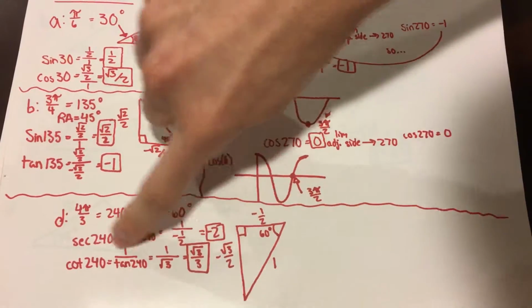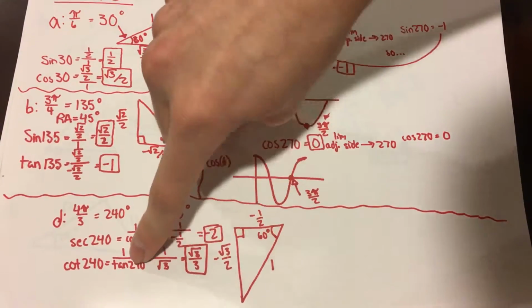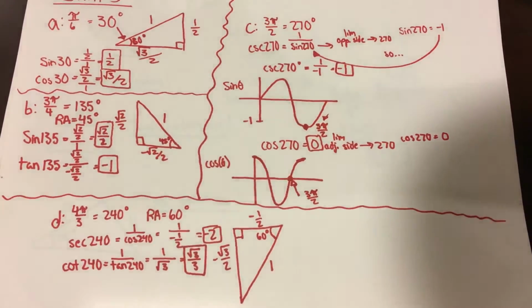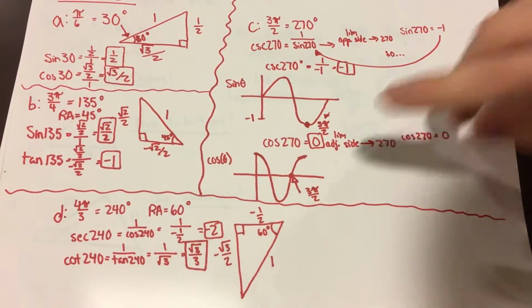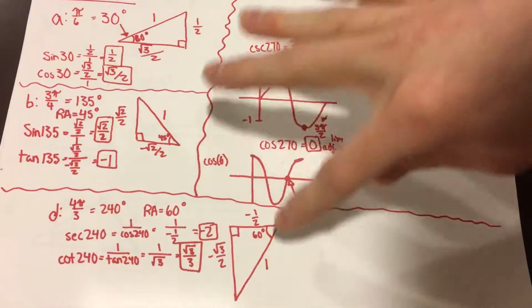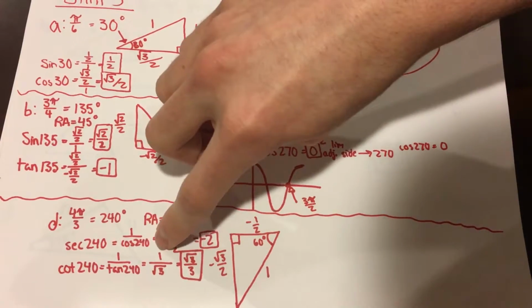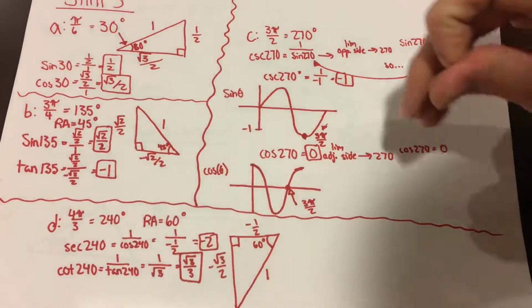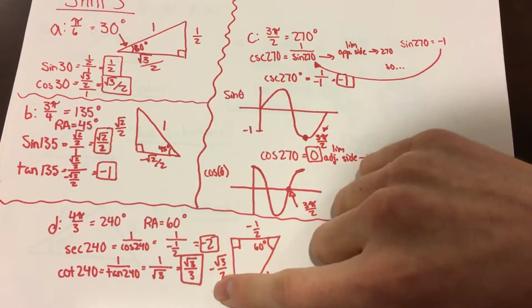Cotangent, however, is the reciprocal of tangent, so 1 over tangent 240, which would be adjacent over opposite. So once I find that value and do some simple simplification, it comes out to be root 3 over 3.